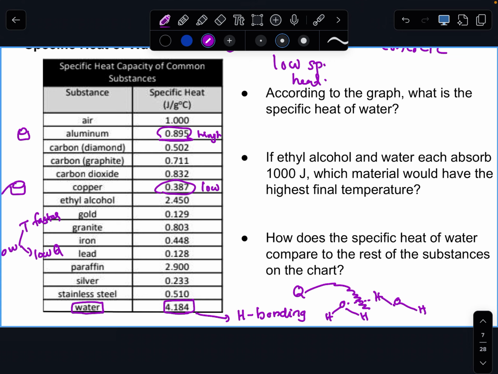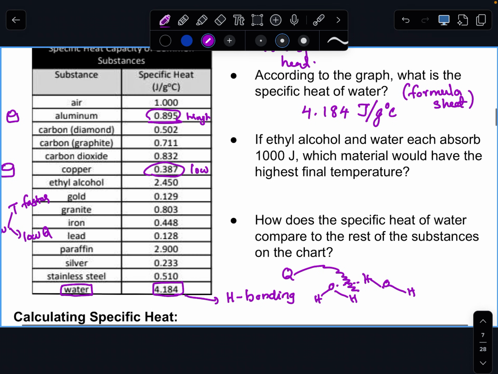According to the table, what is the specific heat of water? It says 4.184 and the unit is joules per gram degree Celsius. And this is given on your formula sheet. On your test, you have to use your formula sheet to find that value.